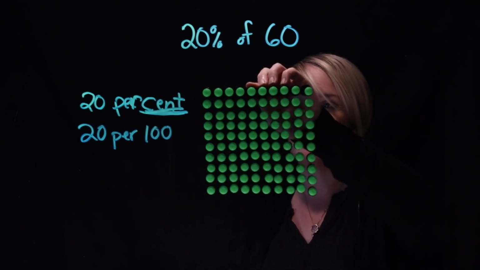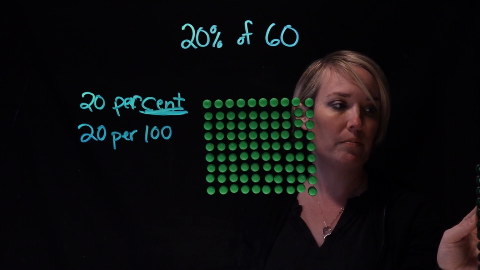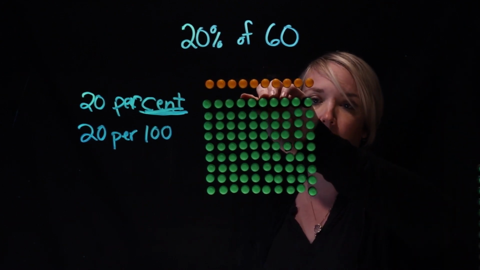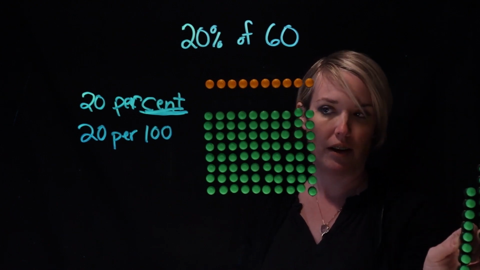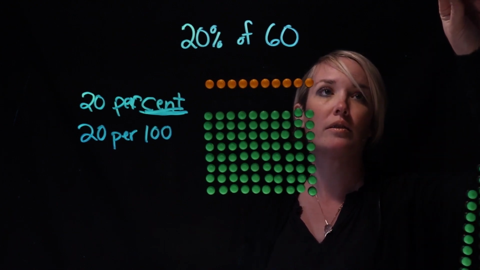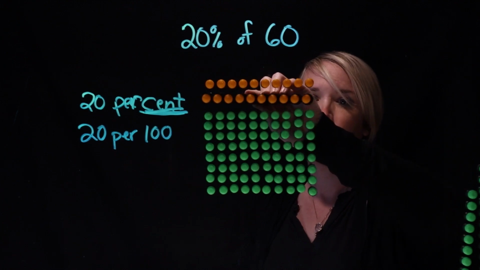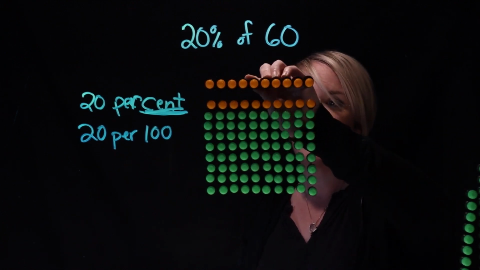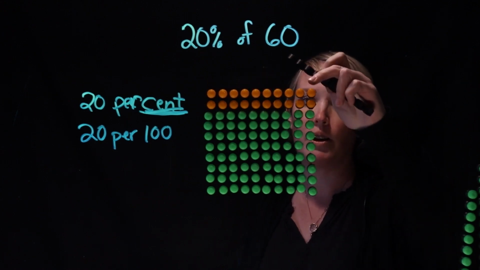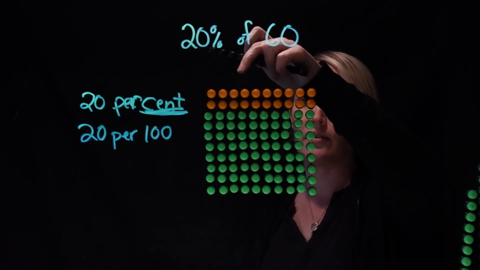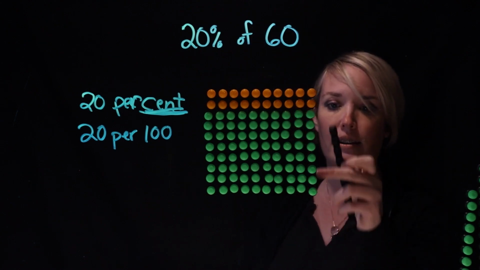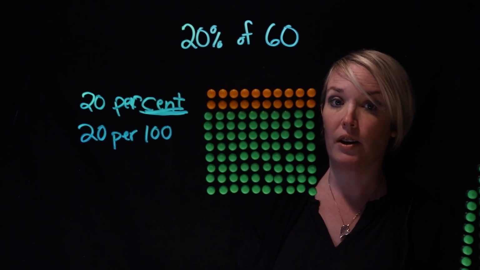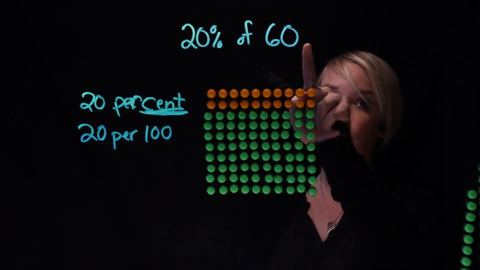So I'm just going to replace 20 of them. So there's 10, and then another 10. And so that's what 20 per 100 looks like. So there's 10 in each row, 1, 2, 3, 4, 5, 6, 7, 8, 9, 10, and 10 rows. Okay, so he said that's 20% of 100, but he really needs 20% of 60.